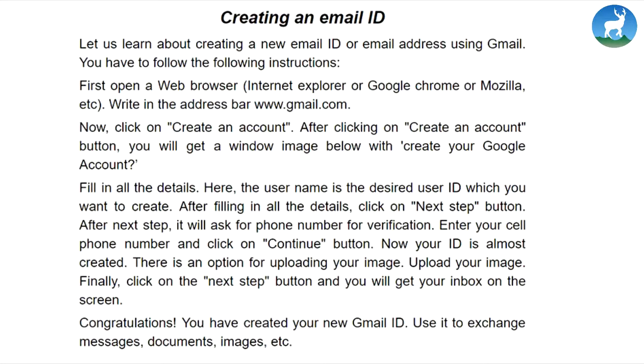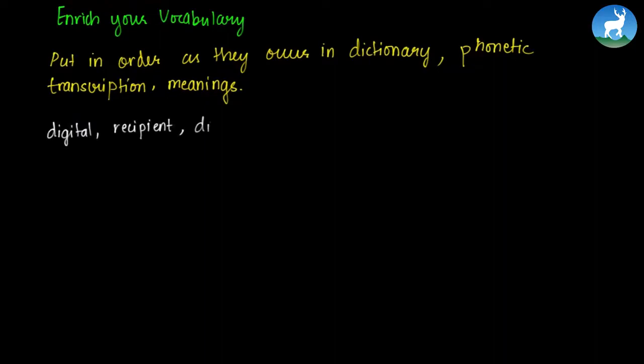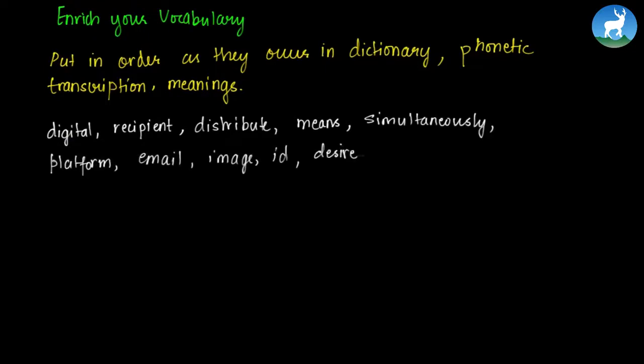Now, let's begin with the exercise portion. First, we have Enrich Your Vocabulary. We have a few words. We need to put them in order as they occur in the dictionary, give their phonetic transcriptions, and the meanings. So these are the words and we need to put them in correct order as they occur in the dictionary, write their phonetic transcriptions and their meanings.